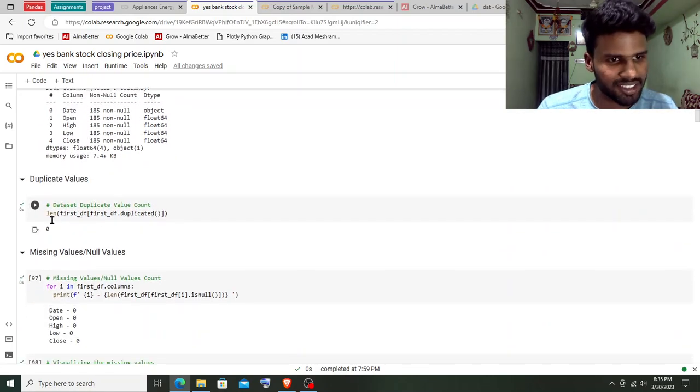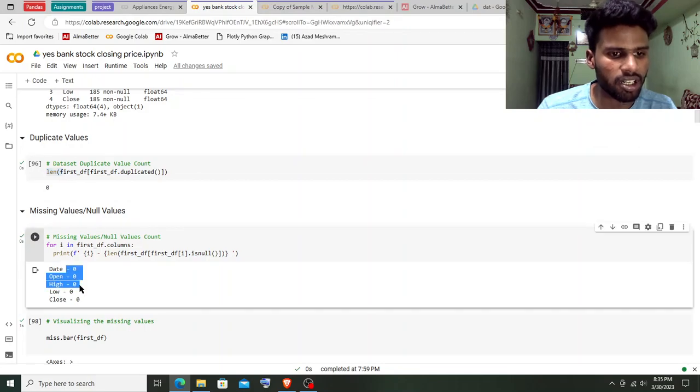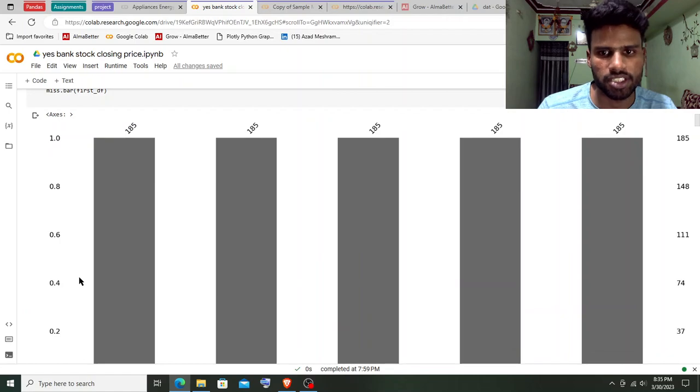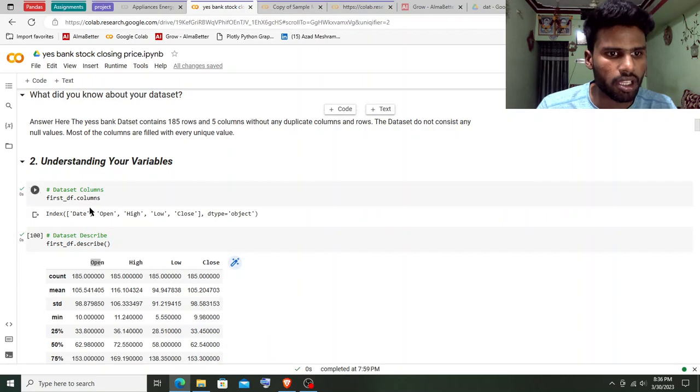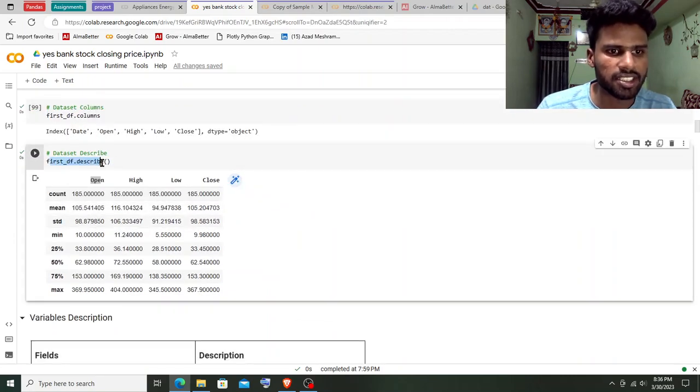It does not contain any duplicate values, and it does not contain null values either, and this is the visualization of missing values. Basically, we can see each and every feature is showing 185 data points. These are our columns, and this is the describe functionality of pandas.